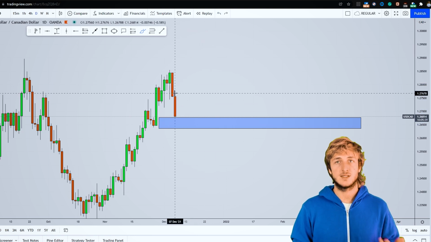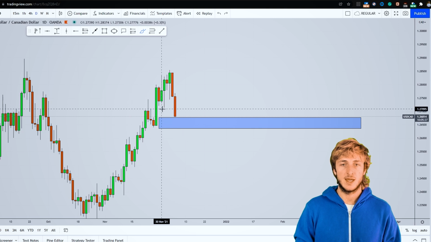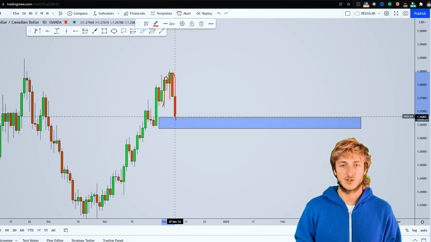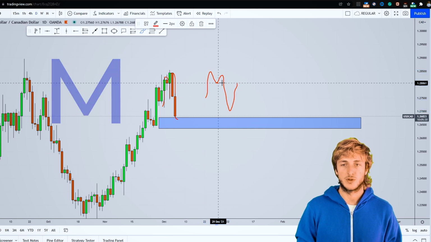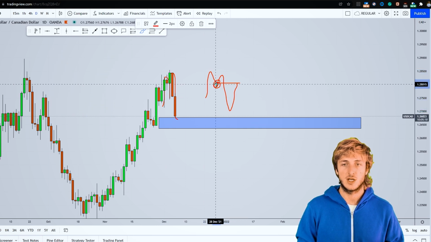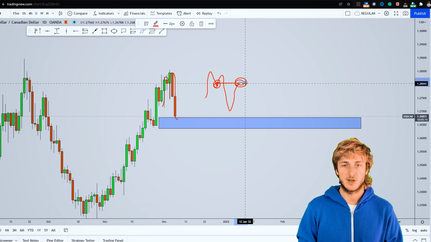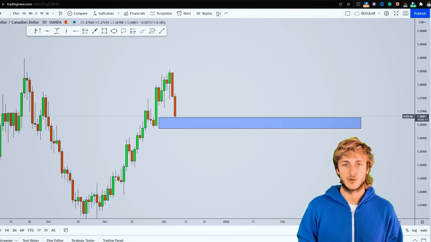And what we can easily see here also on the daily time frame is that in testing this area, the market is also printing an M pattern. And in general, after the creation of an M pattern, what you want to see is the market create a move to the upside to go and complete the pattern itself at the previous support turned resistance.